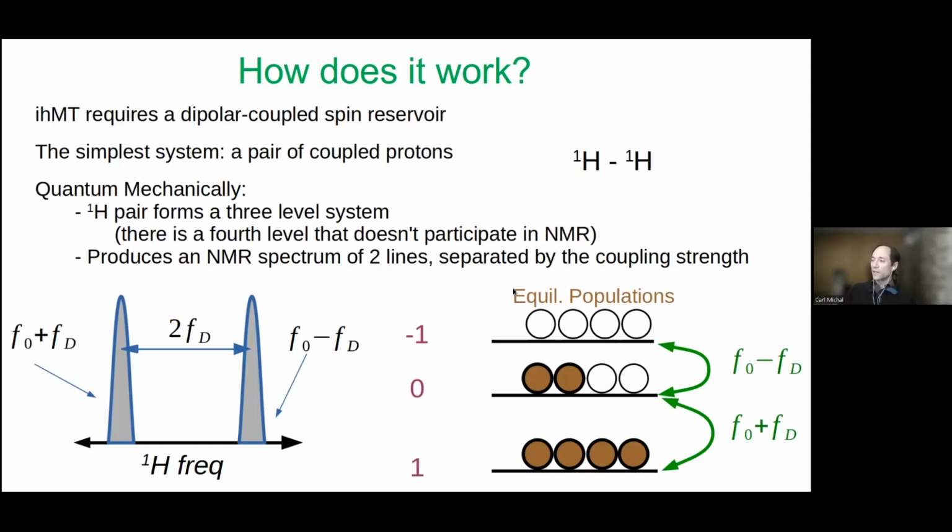I'm going to look at diagrams like this, where I have these three levels. The filled circles here are trying to communicate the populations in each of these different levels. You should take these as the difference from thermal equilibrium, or from equal populations. In thermal equilibrium, the lowest energy level has the greatest population, and the highest energy level has the lowest population. And then the transitions here are shifted slightly by the dipolar couplings.